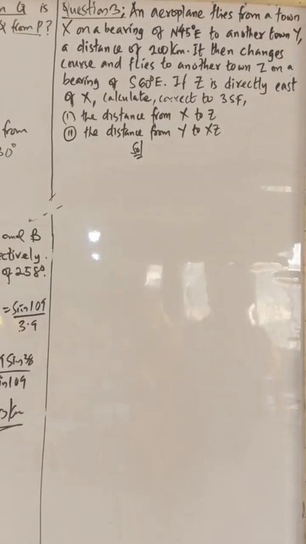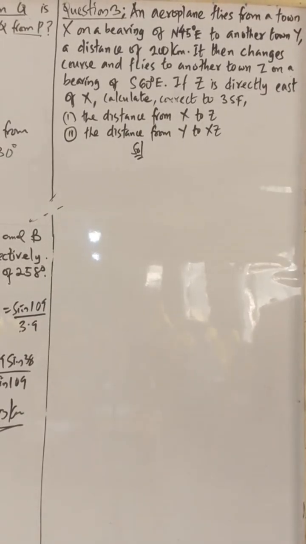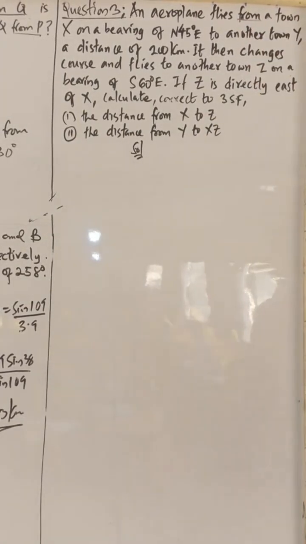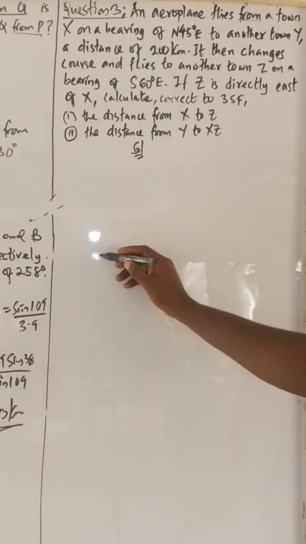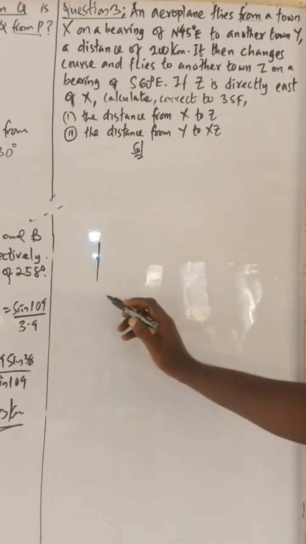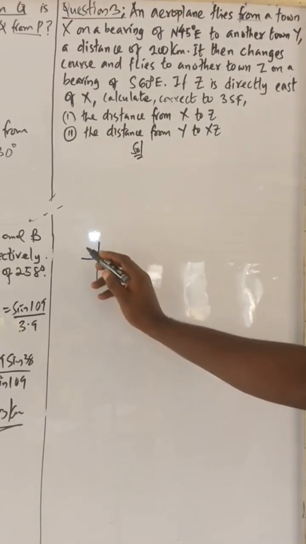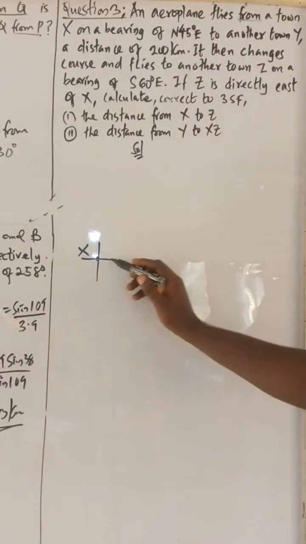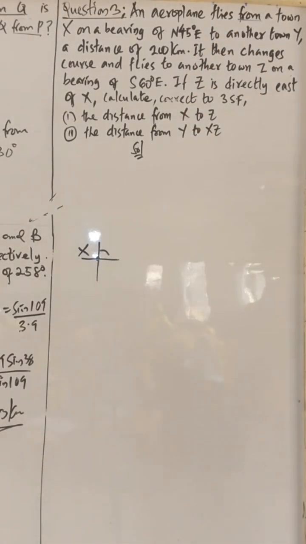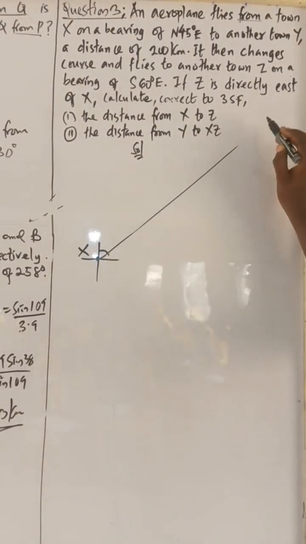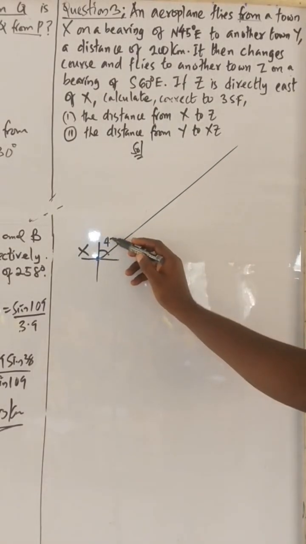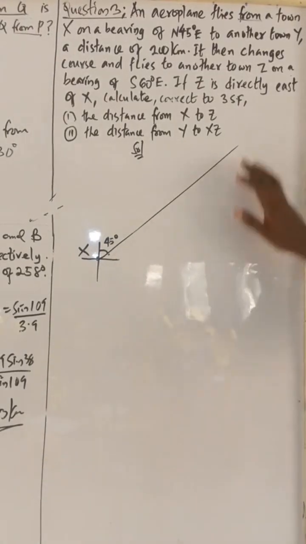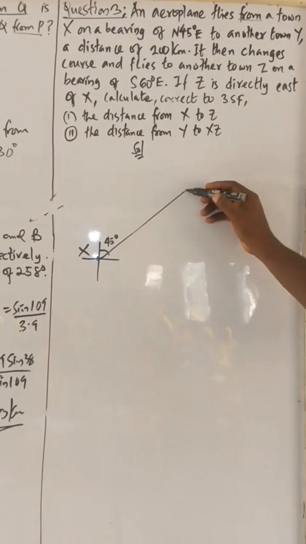Question 3. An airplane flies from a town X. From town X. So our diagram will be from X. So let's say this is X here. It flies from this town X on a bearing 45 degrees northeast to another town Y. You don't know where Y is. Let's just put a point on this line. Let's say this point Y.